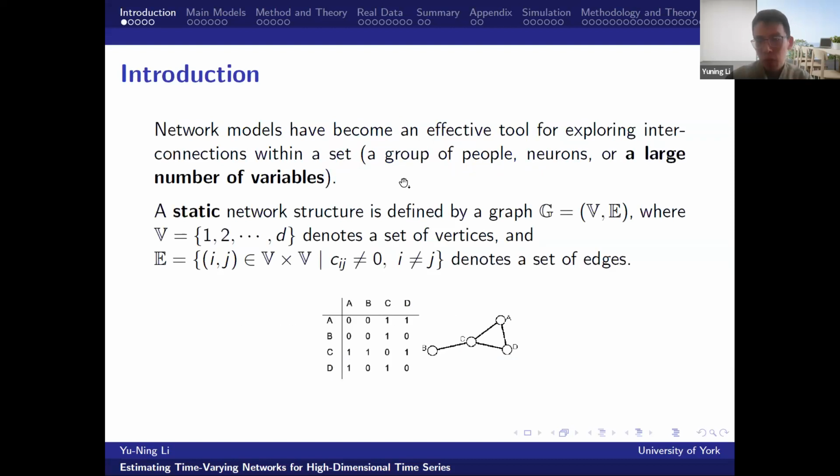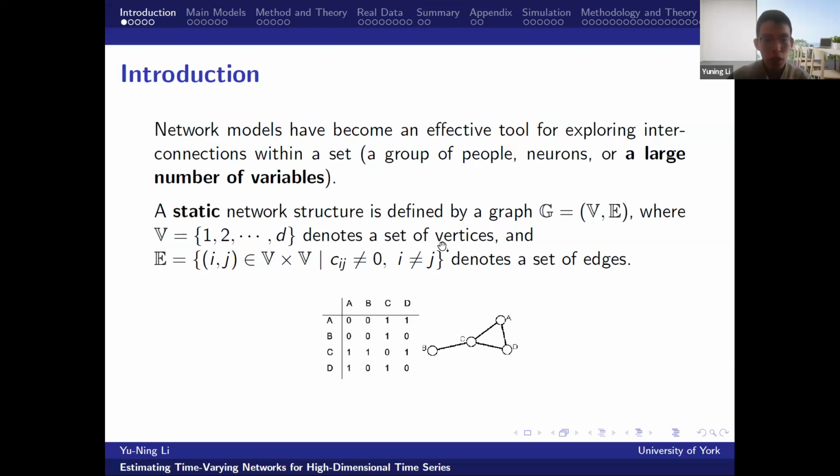Network models are now very popular, and it's an efficient tool for exploring interconnection within a set. If it's a set of people, then it's the social network. If it's a set of neurons, then we have the neural network. In this paper, we focus on a set of time series variables.